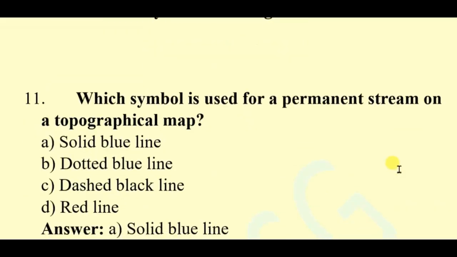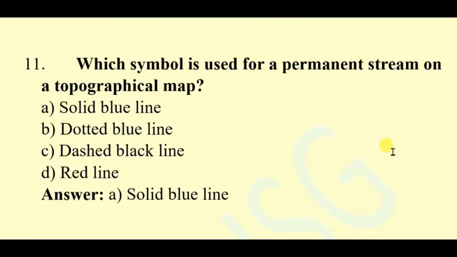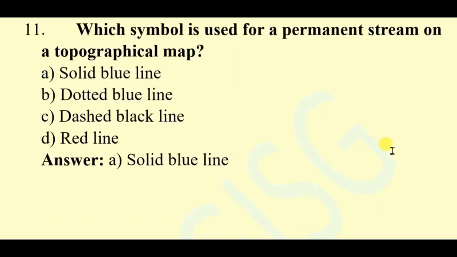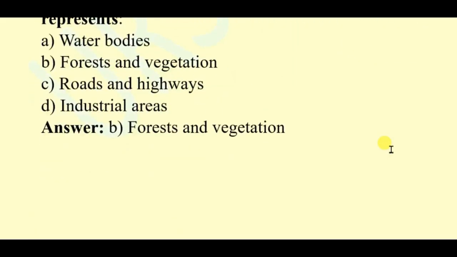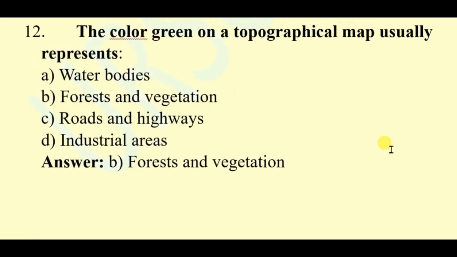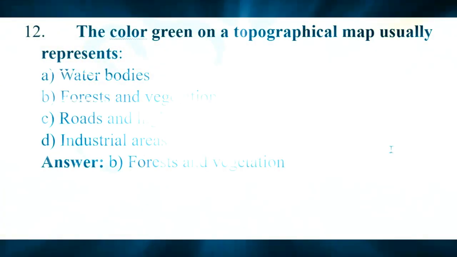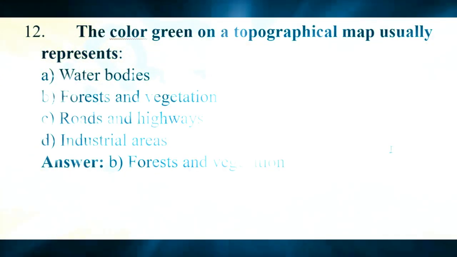Symbols and legends. Which symbol is used for a permanent stream on a topographical map? Solid blue line, dotted blue line, dashed black line, red line. Here the right answer will be solid blue line. Question 12. The color green on a topographical map usually represents water bodies, forest and vegetation, roads and highways, industrial areas. Here the correct answer will be forests and vegetation.